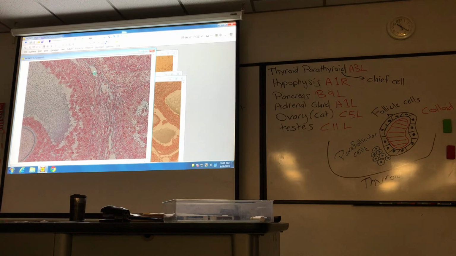Go white balance. That did not help. That's okay.